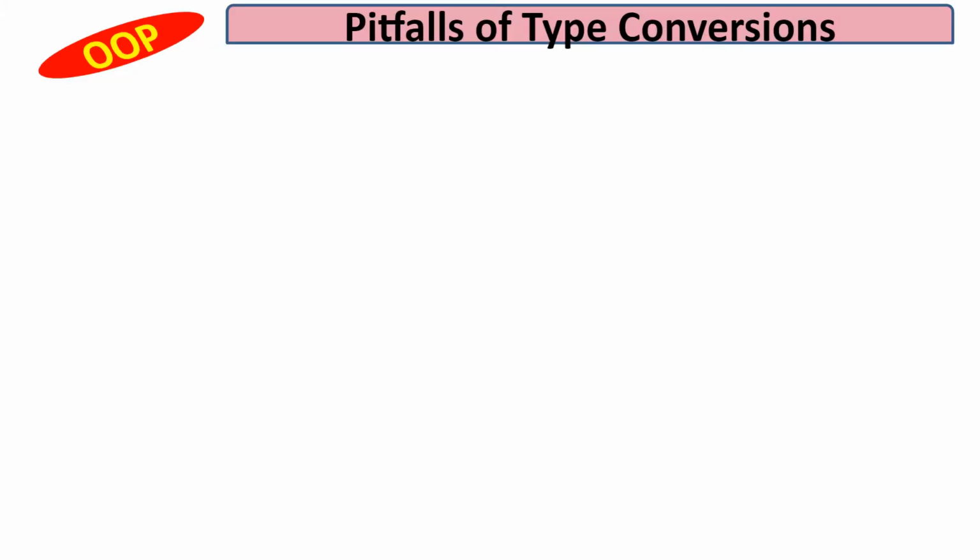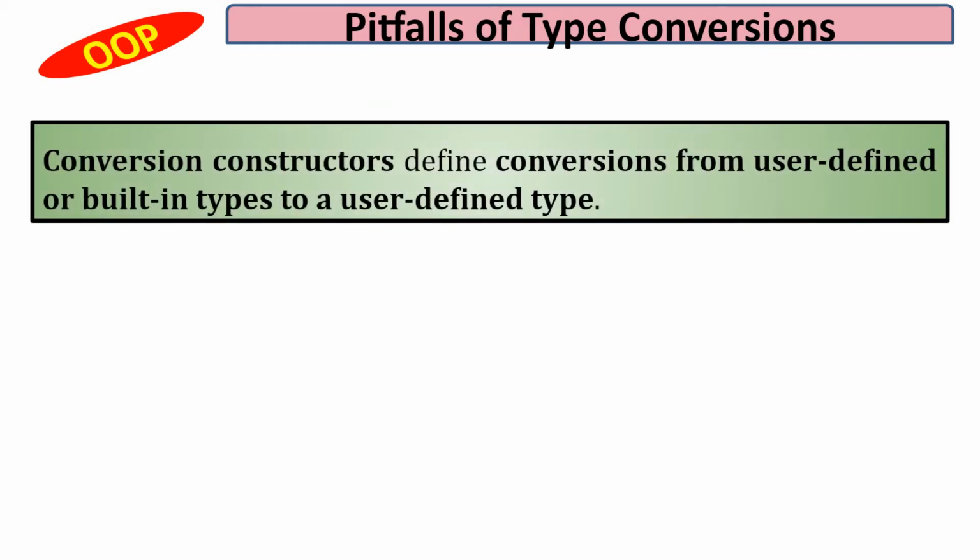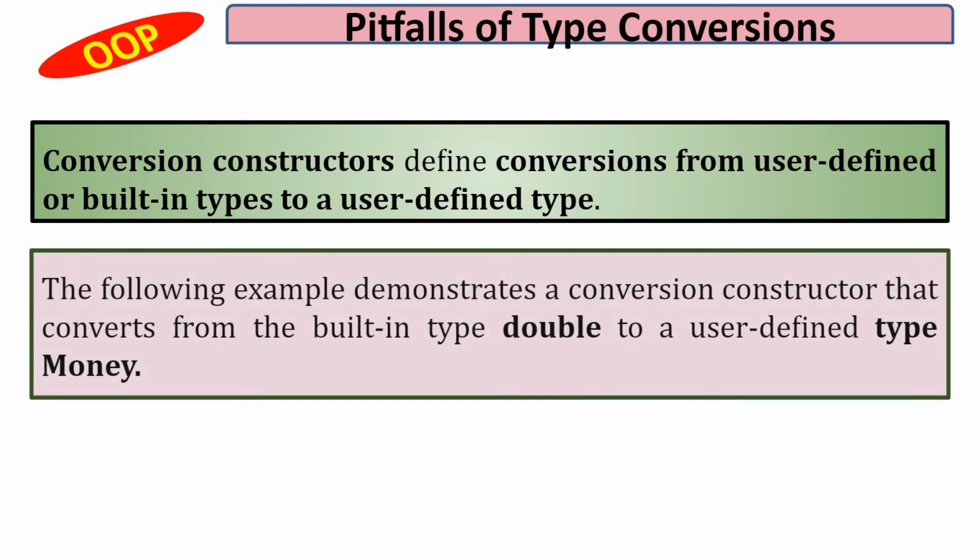So basically when a type conversion is done, some pitfalls are there related to type conversion. Let's see how the pitfalls are going to exist. Suppose conversion constructors are there which define the conversion from user defined data type to built-in data type, or built-in data type to user defined data type, and vice versa. So the following example will demonstrate how a conversion constructor which converts a built-in data type like double to a user defined data type is going to act.